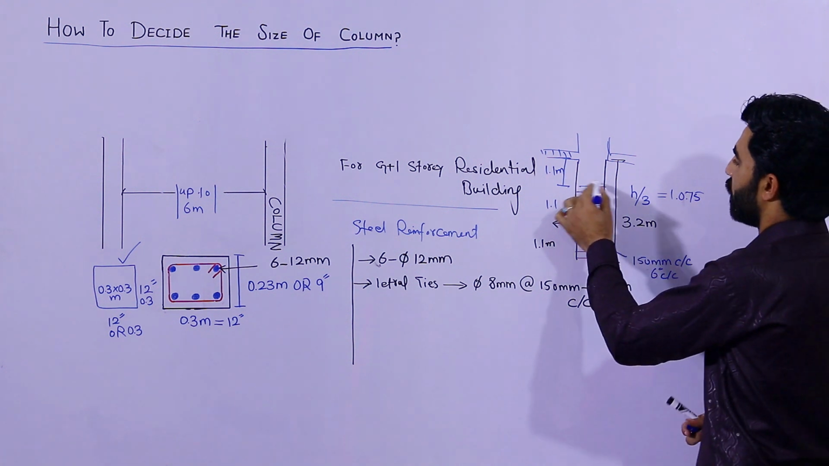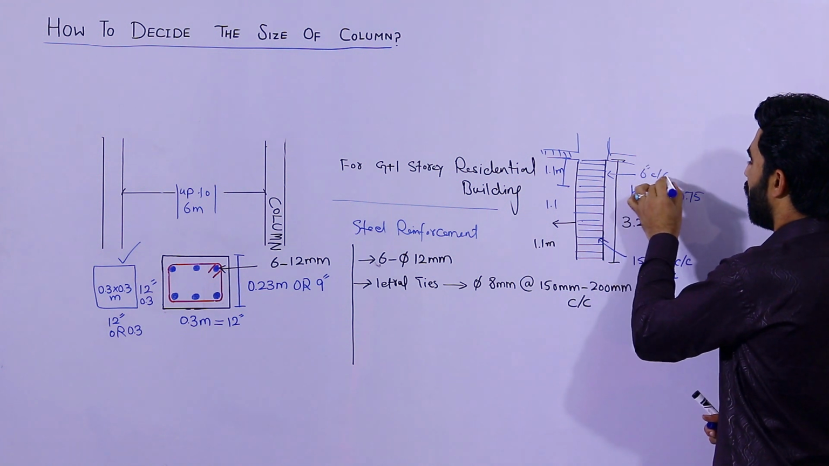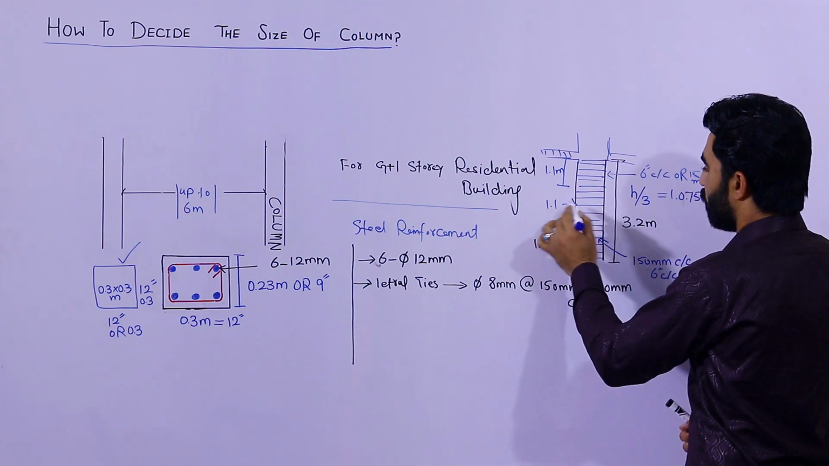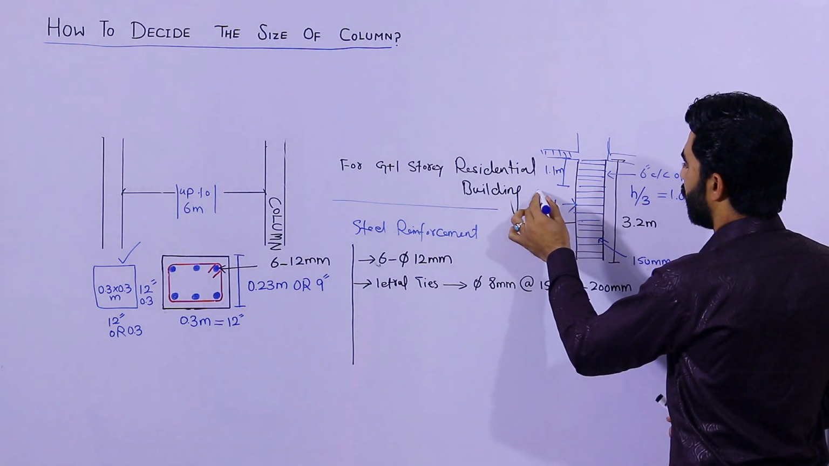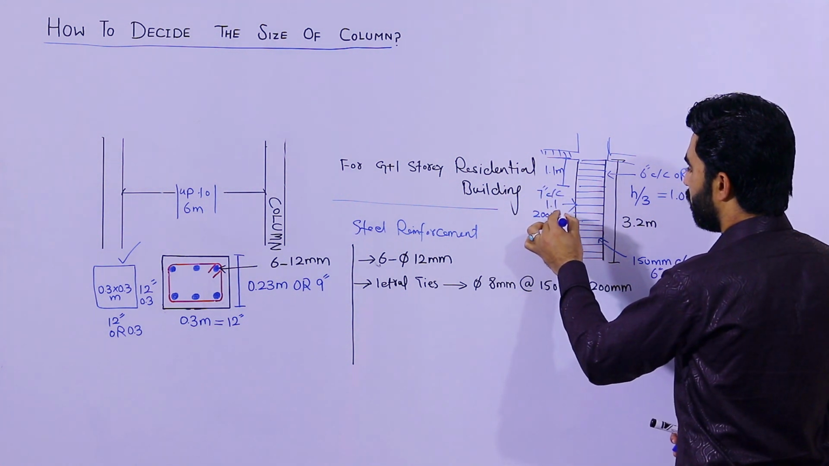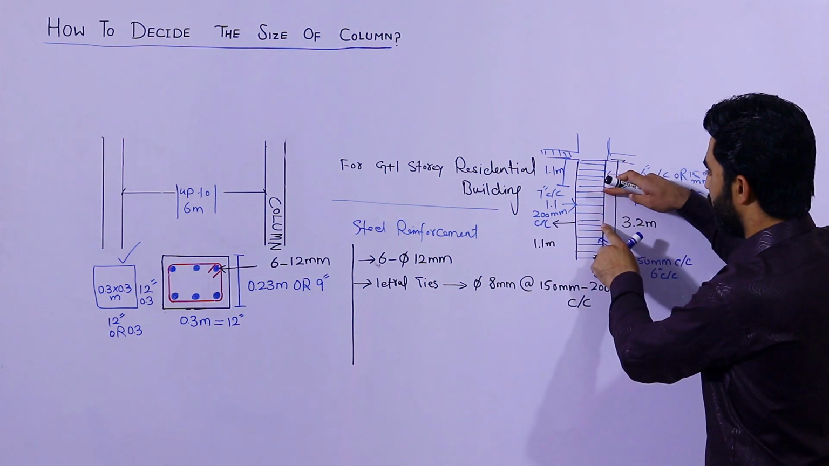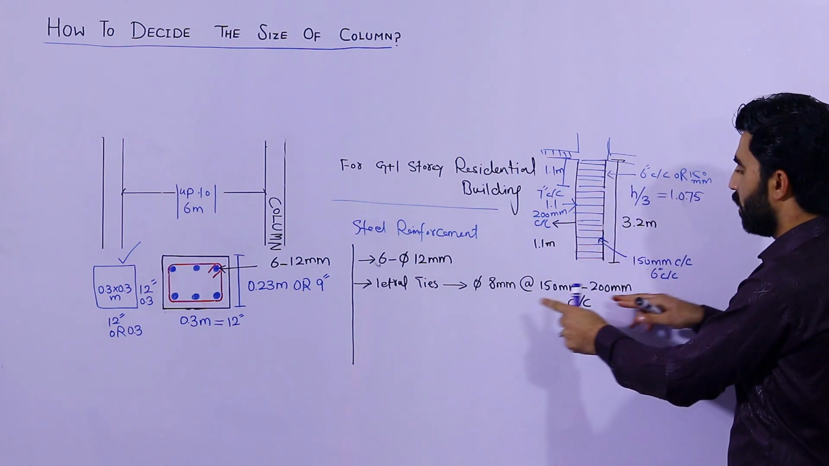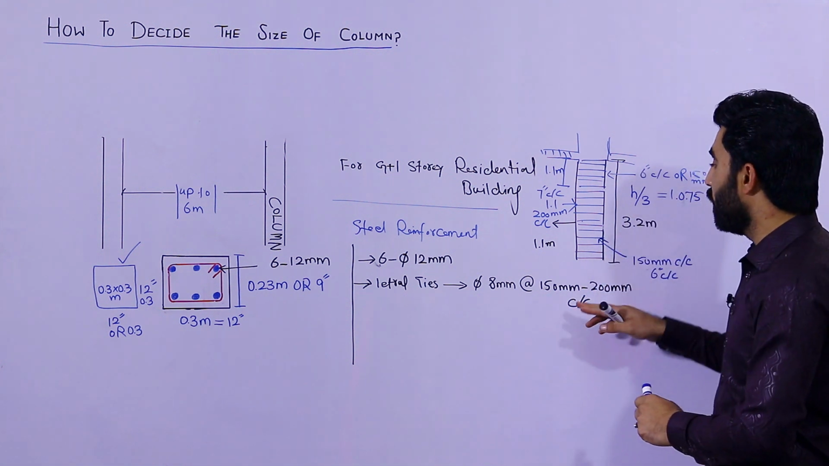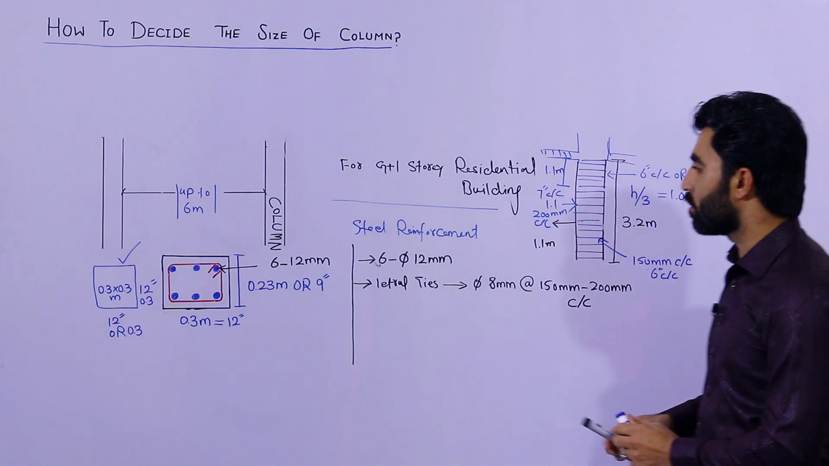To the height of this you can keep again the spacing 6 inches or 150 mm, and at this place you can keep up to 7 inches C/C, or you can say 200 mm C/C. So this is simple. At the middle portion the spacing can be up to 200 mm, but at the bottom and also at the top the spacing should be not more than 6 inches or 150 mm. So these are steel reinforcement details.